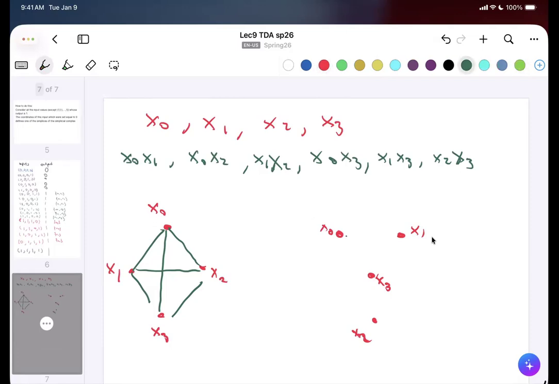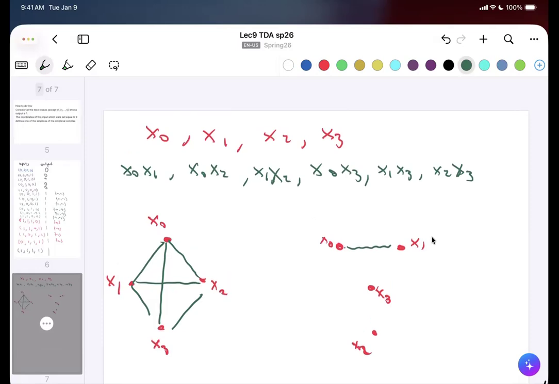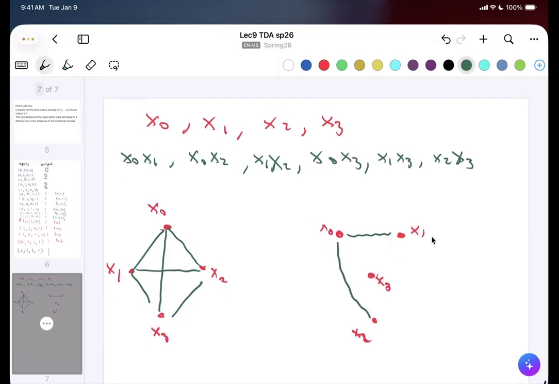So x0 with x1 is here, x0 with x2 would be here, x1 with x2 would be here, x0 with x3 would be here, x1 with x3 would be here, and x2 with x3 would be here. So in a sense, if you wanted to think about this as representing an actual shape or an actual space, the second one is a more accurate representation, because there are no spurious or extra intersections, no fake intersections.